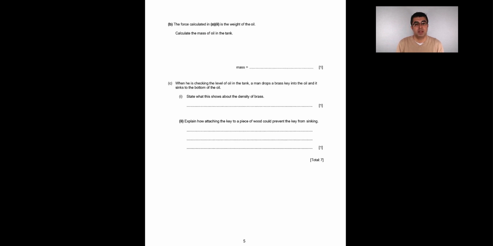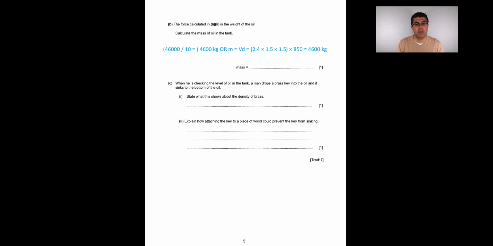Part B. The force calculated in A Part 2 is the weight of the oil. Calculate the mass of the oil in the tank. Well, if you know the weight of the oil, to find the mass, weight equals mass times gravity. So mass equals weight divided by gravity. Again, using the rounded answer here. If yours is not rounded, don't worry. It's 46,000 divided by 10, which gives you 4,600 kilograms. I think the actual answer was more like 4,590 kilograms.